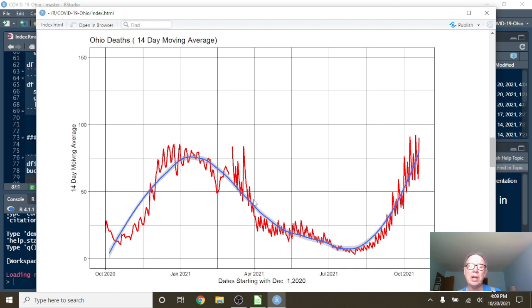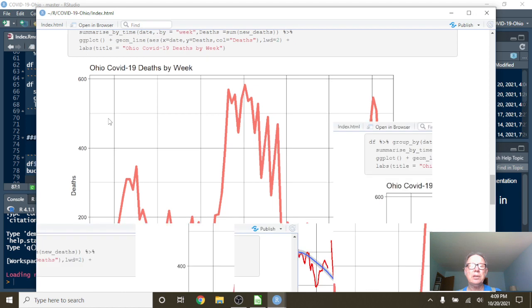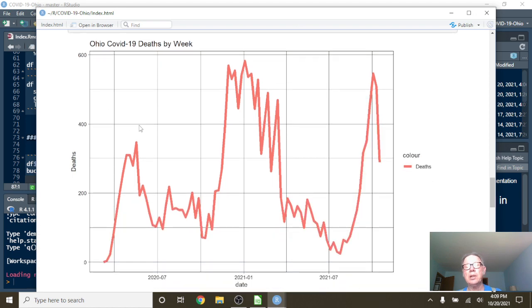We saw a long declining pattern in deaths in the spring. Then sometime in mid-July, the deaths began to sharply increase. We might ask, how many of these people here were vaccinated, okay? We come down here. This is just weekly deaths. Doesn't really tell us anything new.